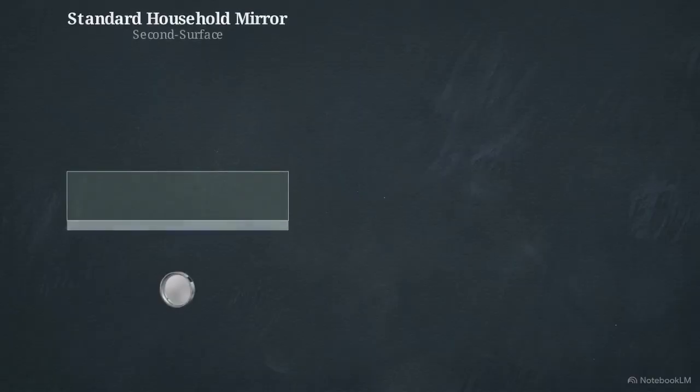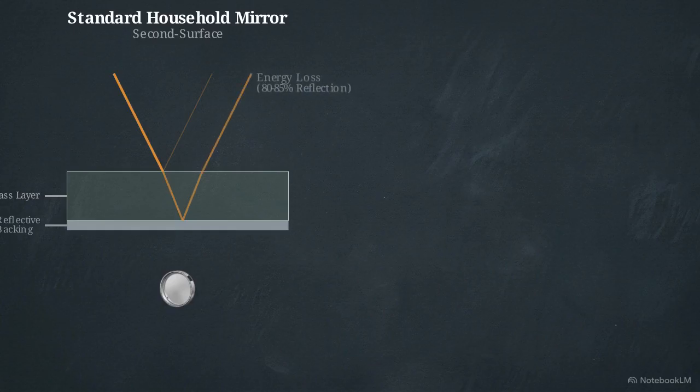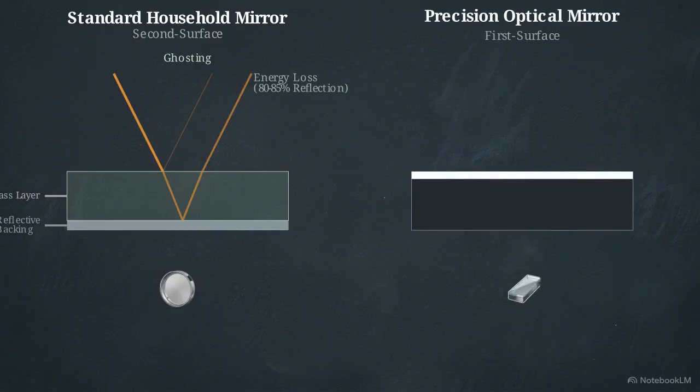Standard household mirrors are second surface mirrors. Light passes through a layer of glass before striking the reflective backing. That journey through the glass absorbs energy, meaning only 80 to 85% of the light is actually reflected, creating a faint secondary image known as ghosting.